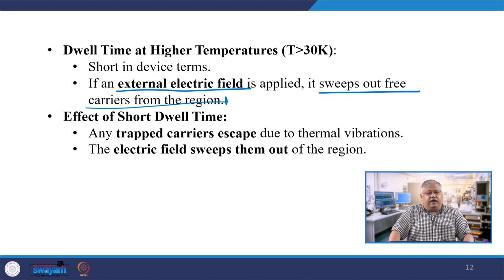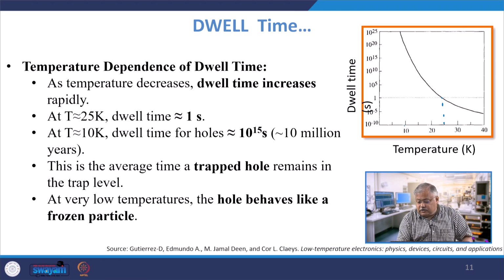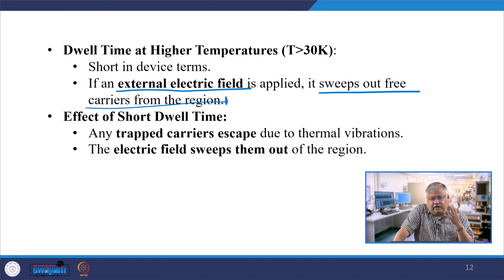These fluctuations are not very heavy, but even if you go back to that slide which I was showing you earlier, even if there is a 10 Kelvin fluctuation, say this is my 10 Kelvin here and this is the 20 Kelvin here, you see your dwell time has actually gone down by about 10 to 12 orders, right, and that is quite critical in terms of localized states. Now the effective dwell time is short when you have temperatures of the order of a few kelvins, so the trapped charge carriers escape due to thermal vibrations and thermal energy, and the electric field sweeps them out from the region. That is the way the charge carriers are influenced.